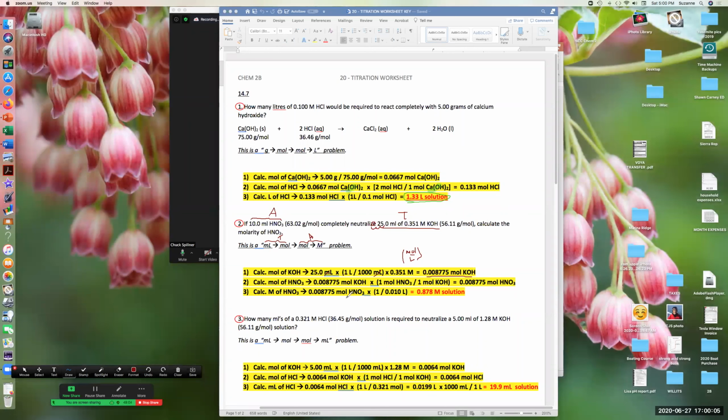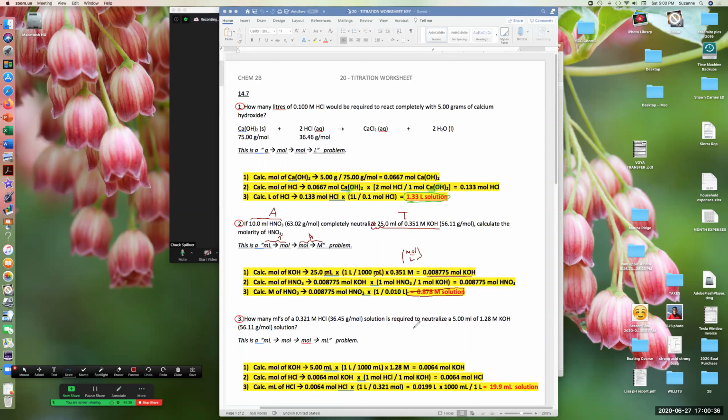That's the last step. We're going to divide by the volume of nitric acid, which was 10 mL. So in this case, I just moved the decimal point over 3 places to the left to get 0.010 liters. So I take my 0.008775 moles divided by 0.010 liters, and I get 0.878 molar nitric acid.